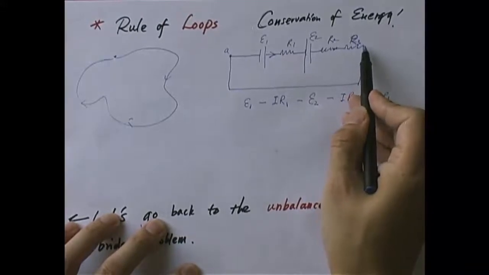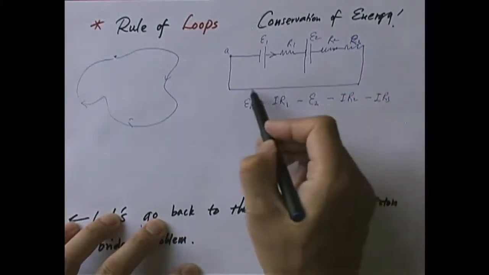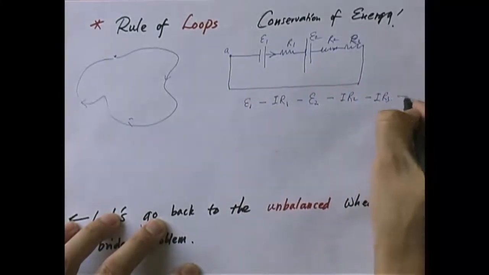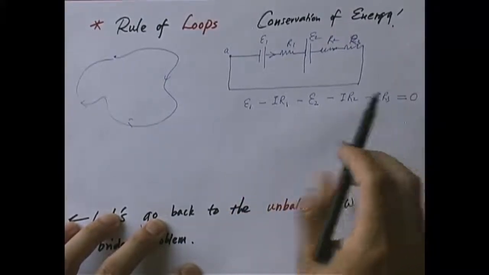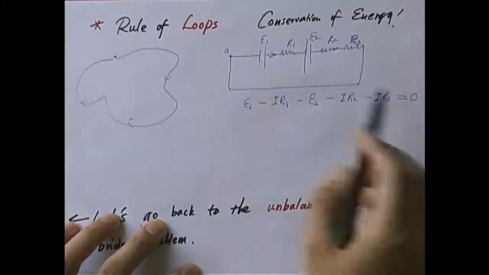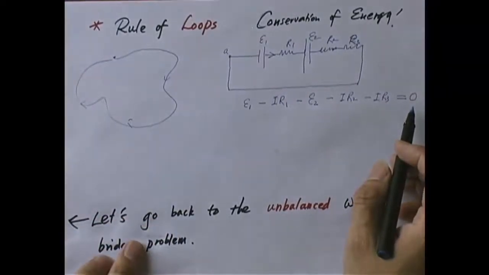Then you will land here, and there's nothing going on here. It's the same wire, and then what's that equal to? That will be equal to 0, because this is the net change in potential starting from point A, ending at point A, so it should be 0. That will be an example of the rule of the loops.